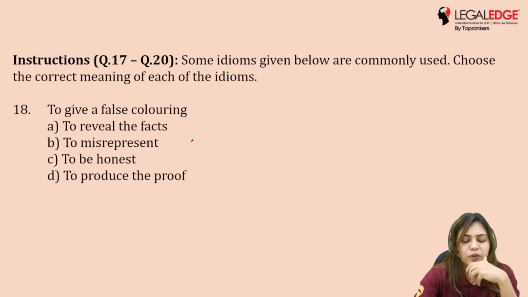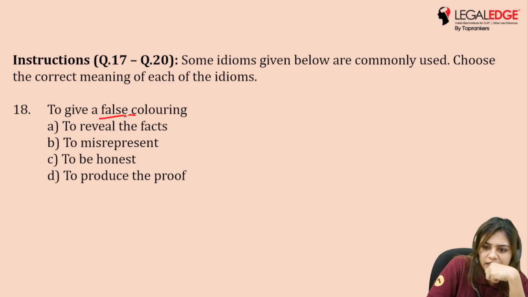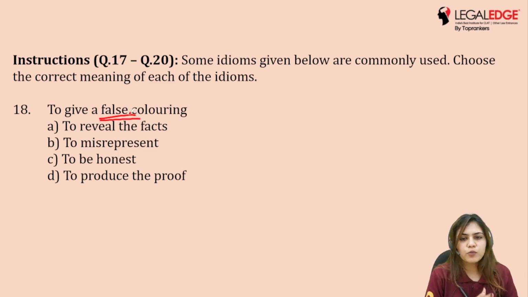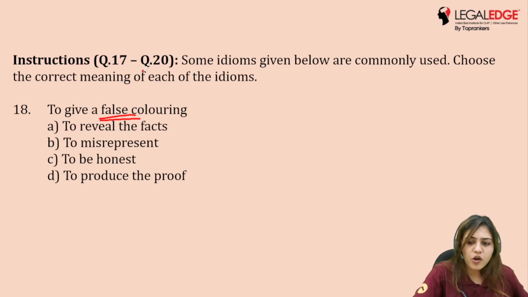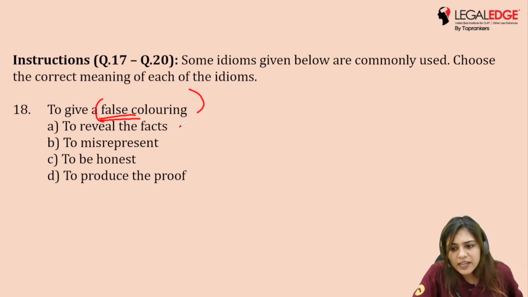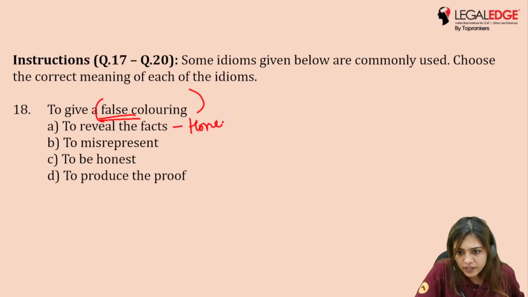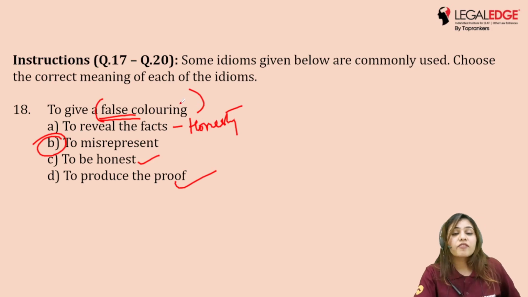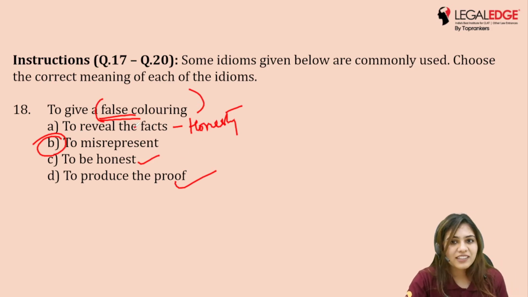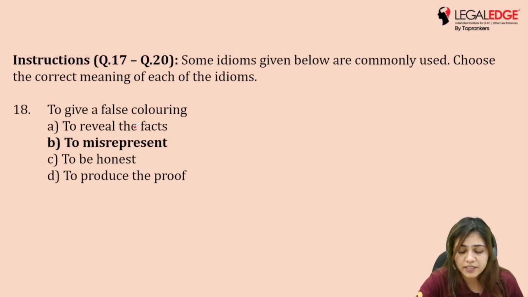Now, the next one, to give a false coloring. What does that mean? The word false, I think, is hint enough to understand what could be the answer. Does that mean somebody being honest? या हम facts को reveal कर रहे हैं, या हम proof को provide कर रहे हैं? तो फिर false क्यों बोल रहे हैं हम उस चीज़ को? क्योंकि ये सारी चीज़ें जो होती हैं ये तो honesty से related है ना. So the only answer which gives a false coloring is when we misrepresent something. कुछ गलत तरीके से दिखाना is misrepresenting, right?